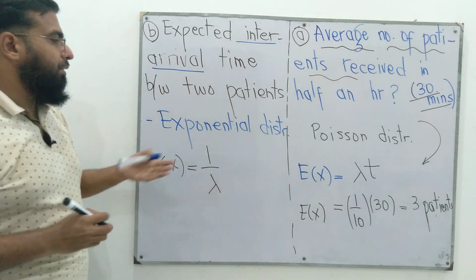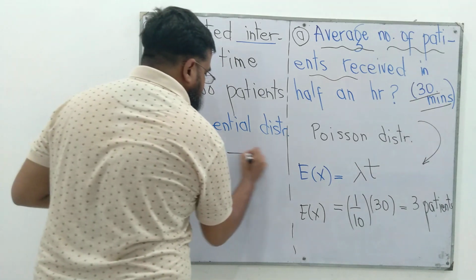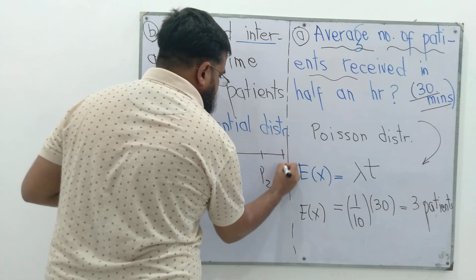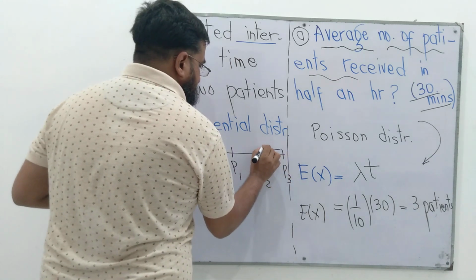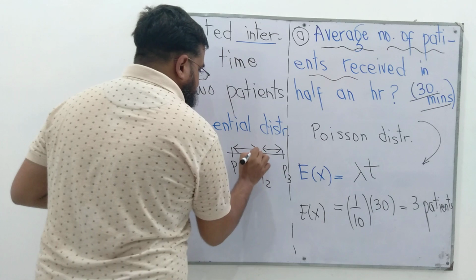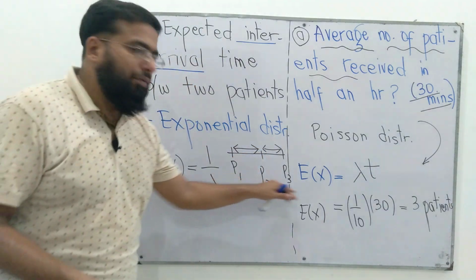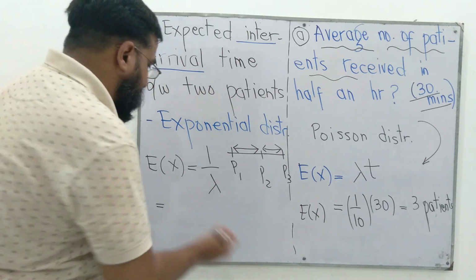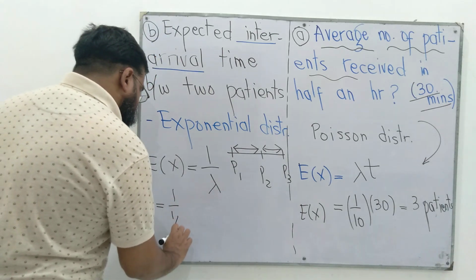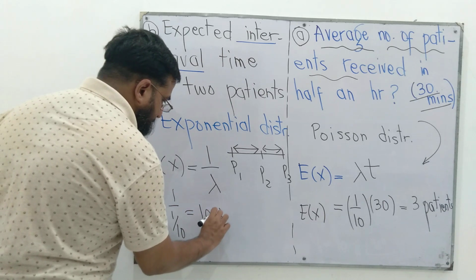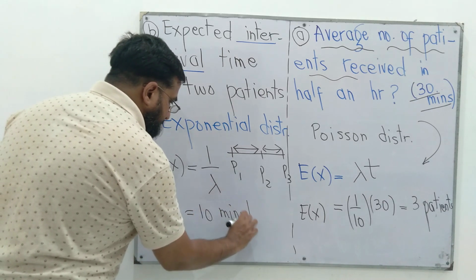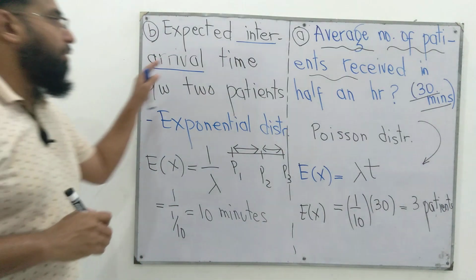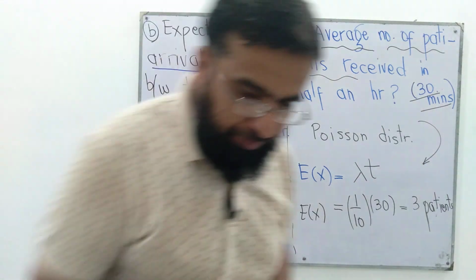So the expected inter-arrival time between patients: suppose this is the time we receive patient 1, this is the time we receive patient 2, and these are inter-arrival intervals. They may be different, but the average length of these intervals is 1/lambda, meaning 1/(1/10). This means 10 minutes is the average inter-arrival time between two patients.